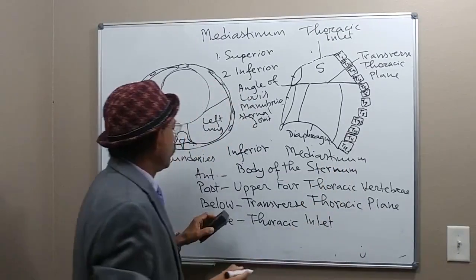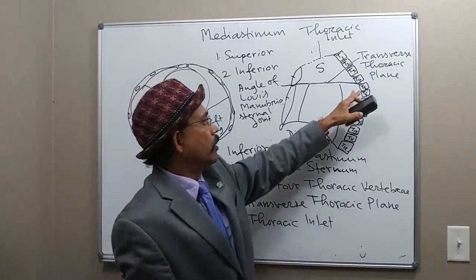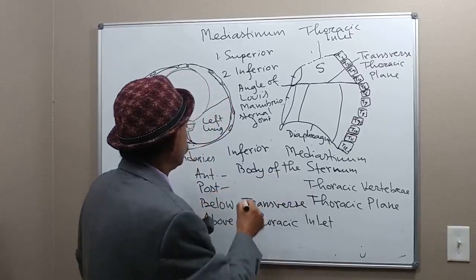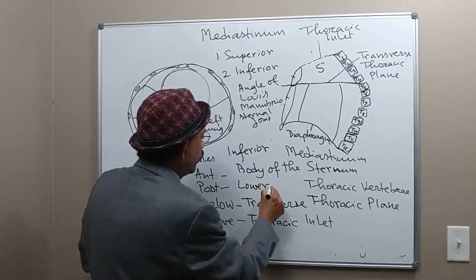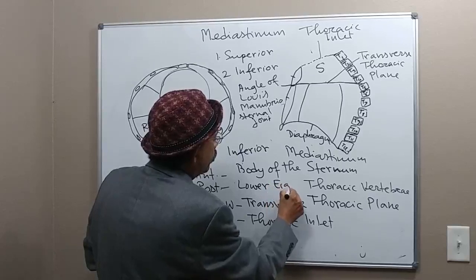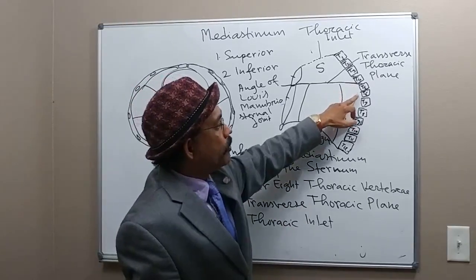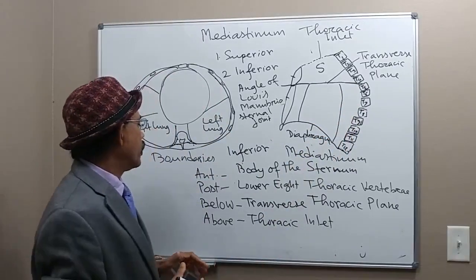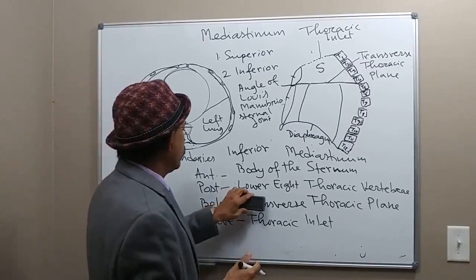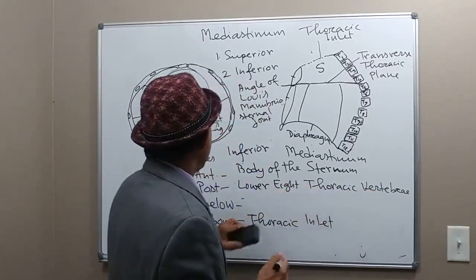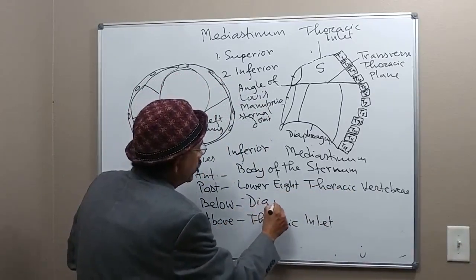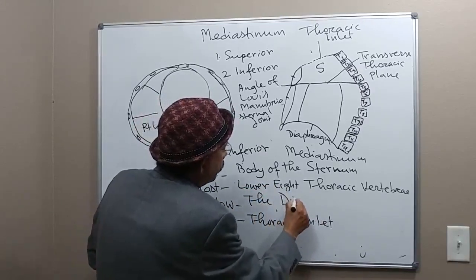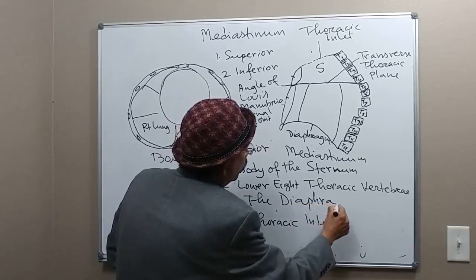Sternum. Posteriorly bounded by the lower 8 thoracic vertebra. Lower 8, that means T5, T6, T7, T8, T9, T10, T11, T12 thoracic vertebra. Below, bounded by the diaphragm. Okay, by the diaphragm. This is the largest diaphragm of our body.